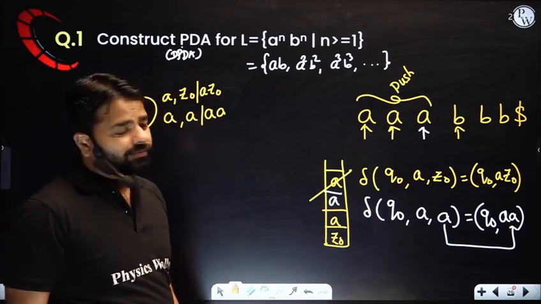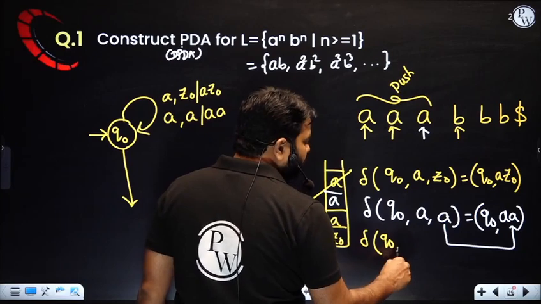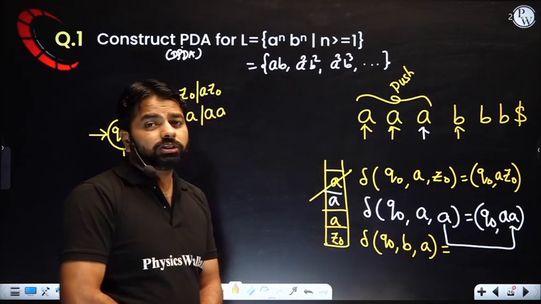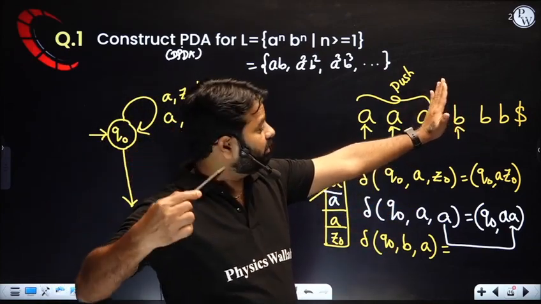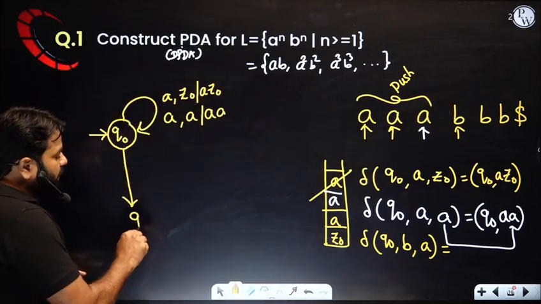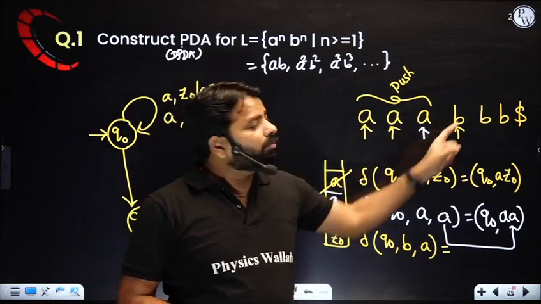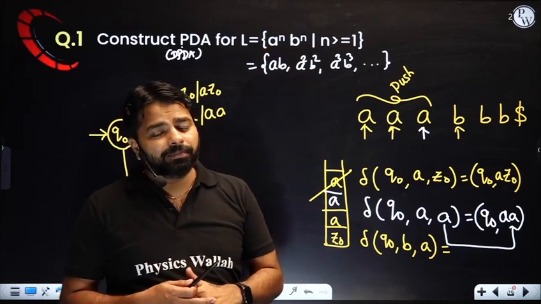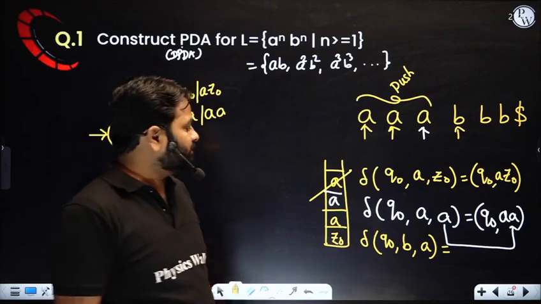But how do you do that? You need to write one more transition for that. From Q naught, when you are reading B and top of the stack is A, you are going to start the pop. Here, starting the pop operation. So I'm going to change the state to Q1. Why can't I be in the same state? Because after B, if one more A comes, it will push. But we know the input is such that after A, B should come. After B, A will not come. So to guarantee that, we are changing the state, that's it.